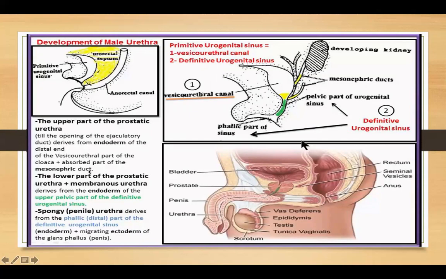The lower part of the prostatic urethra plus membranous urethra derives from the endoderm of the upper pelvic part of the definitive urogenital sinus, and spongy urethra derives from the phallic part of the definitive urogenital sinus plus migrating ectoderm of the glans penis. So this is about the development of male urethra.